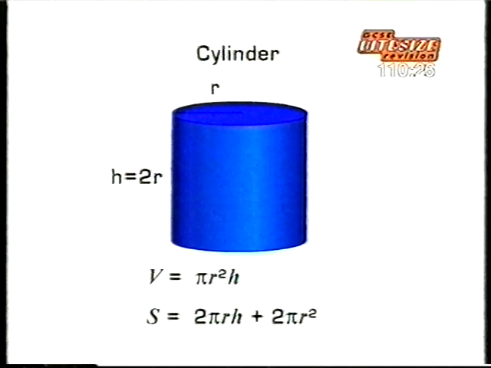For a cylinder of radius r and height h, the volume is given by V equals pi times r squared times h. The surface area of a cylinder is the area of the curved surface, which, if opened out, is a rectangle with one side the circumference of the circular end, and the other side the cylinder's height, plus the area of the circular top and bottom. So that's S equals 2 pi r h plus 2 pi r squared.